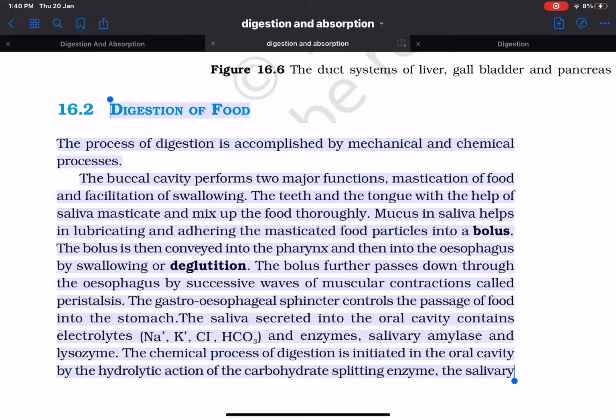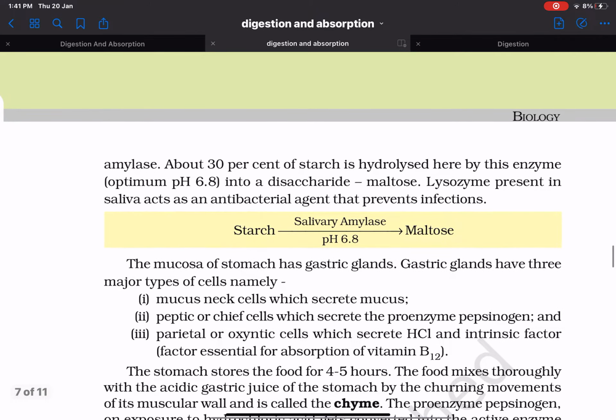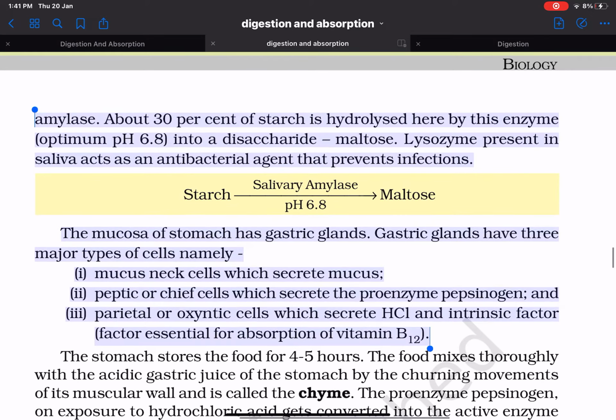The chemical process of digestion is initiated in the oral cavity by the hydrolytic action of the carbohydrate splitting enzyme, the salivary amylase. About 30% of starch is hydrolyzed here by this enzyme, optimum pH 6.8, into a disaccharide, maltose. Lysozyme present in saliva acts as an antibacterial agent that prevents infections.